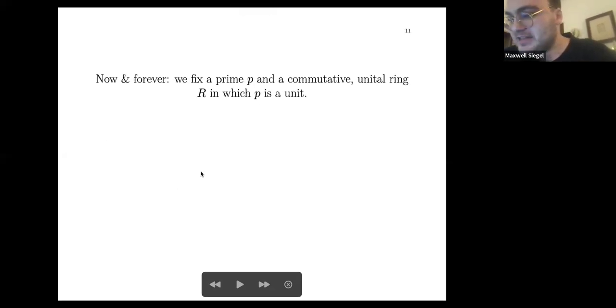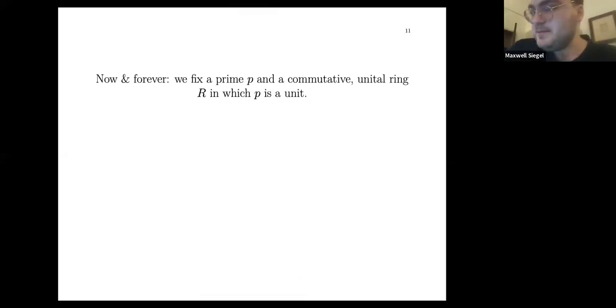So now and forever, unless said otherwise, we fix a prime number p and a commutative unital ring R in which p is a unit. Note that this means that R cannot have characteristic p.